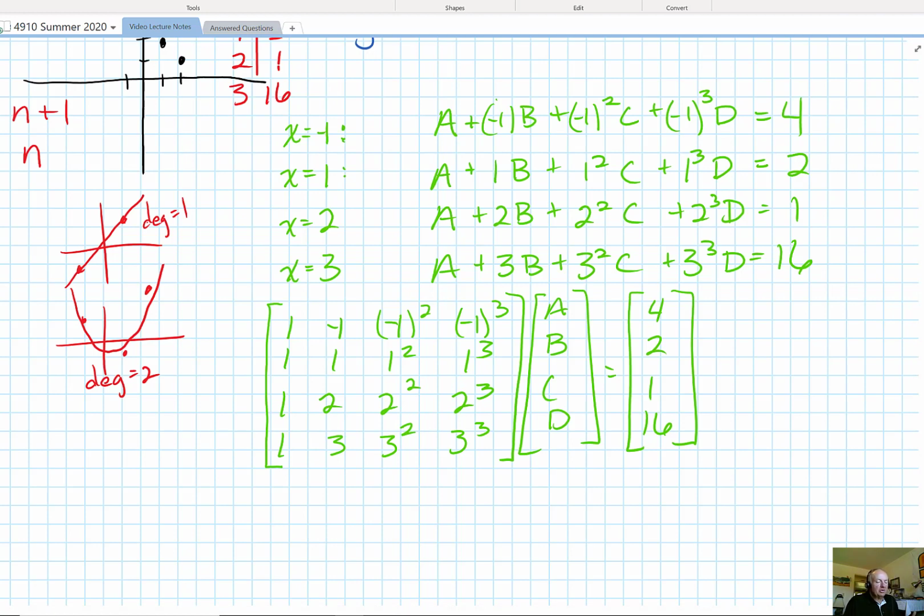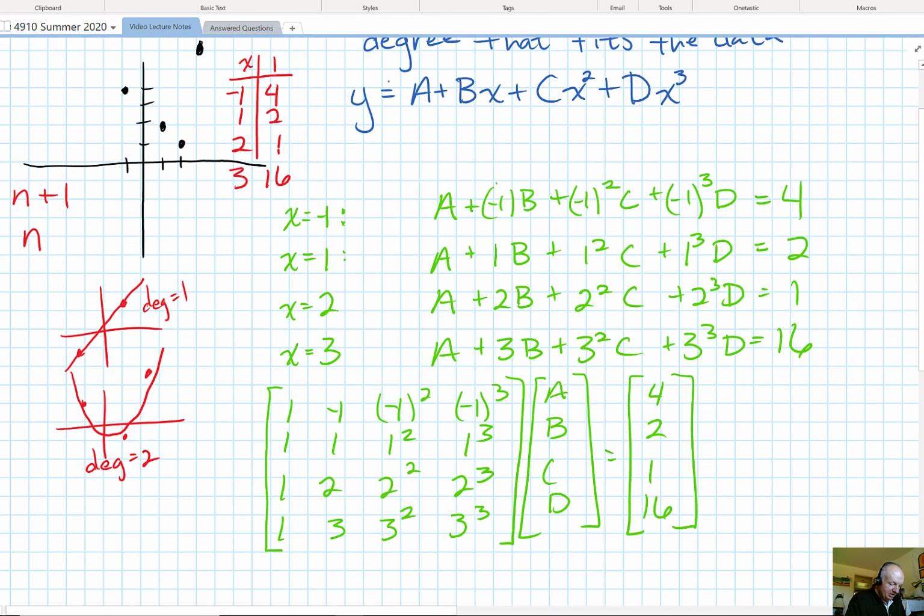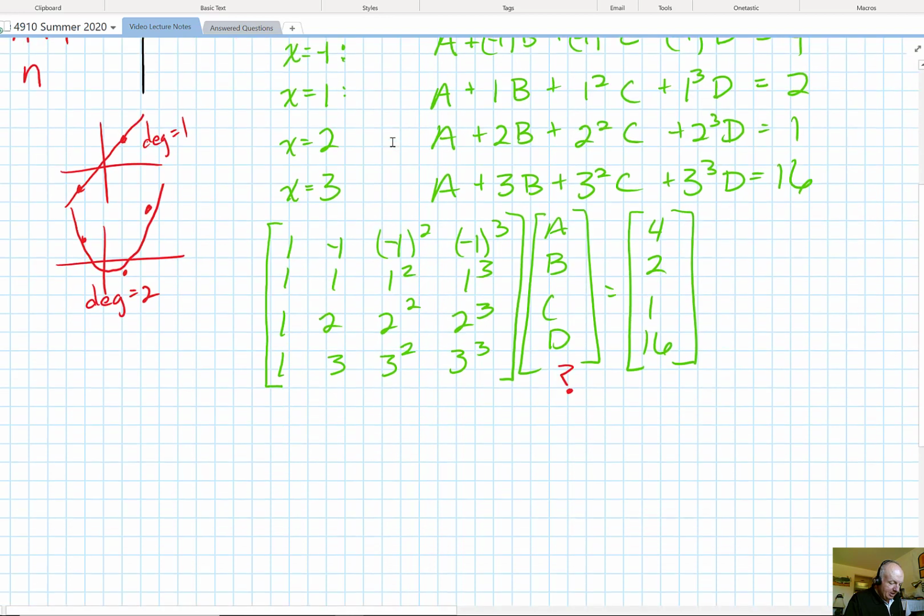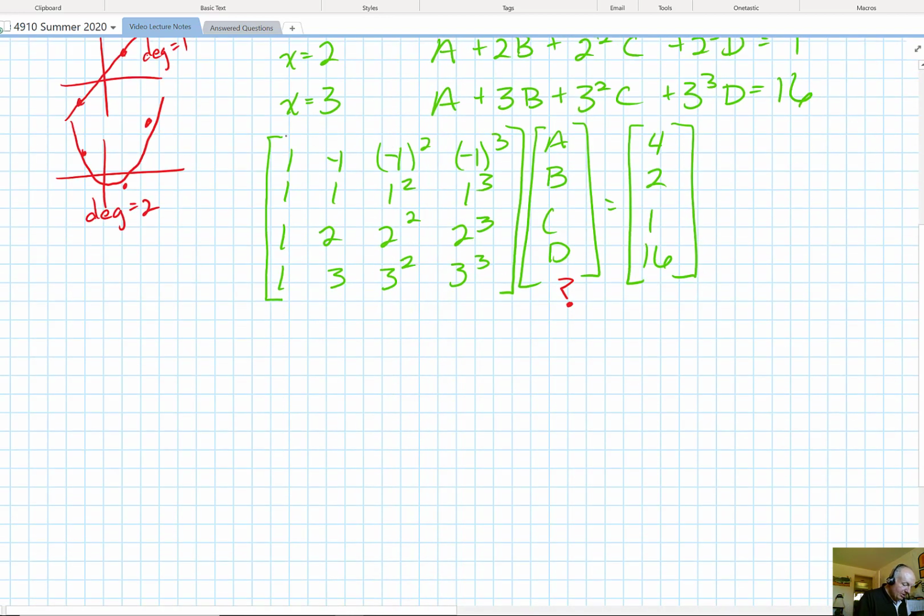So all we have to do to figure out our equation is to figure out what a, b, c, and d are, is to solve the system, right? Because once you know what a, b, c, and d are, then you know the polynomial that goes through these points, right? And the interesting thing is this matrix always has that pattern. If you're doing a degree 4 polynomial, then you would have everything to the 4th power as your final column.